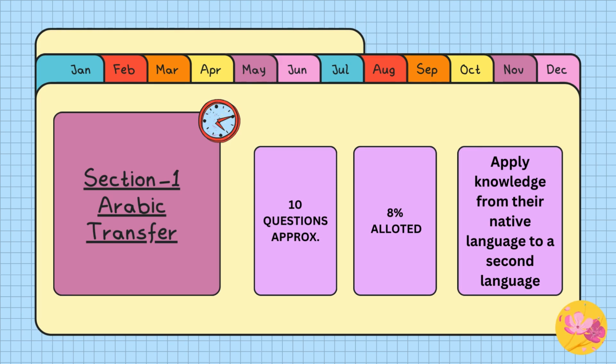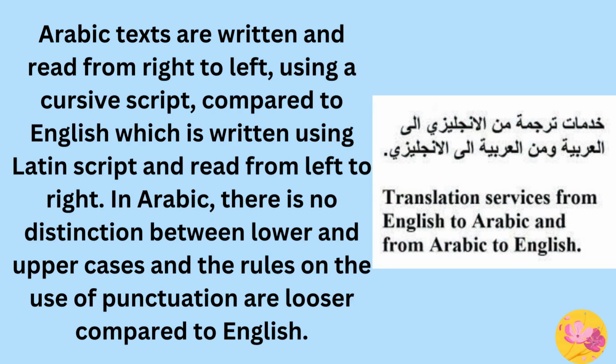Here the students have to apply knowledge from their native language, Arabic, to their second language, English. So they are learning English as a second language. Arabic texts are written and read from right to left using a cursive script, compared to English, which is written using Latin script and read from left to right.